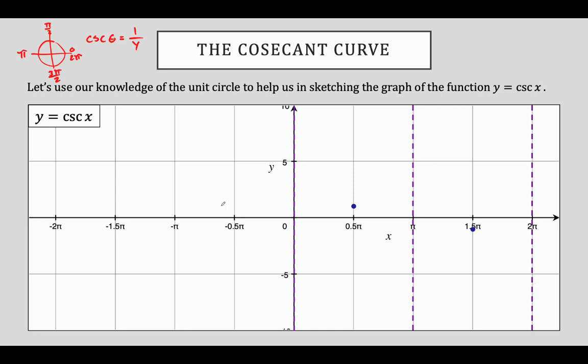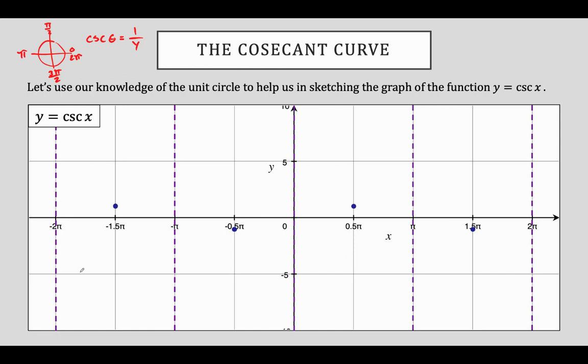We could do the same thing going in the opposite direction. The cosecant of negative pi over 2. Well, that would be 1 divided by negative 1, which is negative 1. The cosecant of negative pi, 1 divided by 0, undefined, vertical asymptote. The cosecant of negative 3 pi over 2, that's going to be 1 divided by 1, which is 1. So plugging in negative 3 pi over 2 has to give out 1 as an output. And the cosecant of negative 2 pi, well, that is undefined, again creating another vertical asymptote. Okay, so we've got some important information about our graph.